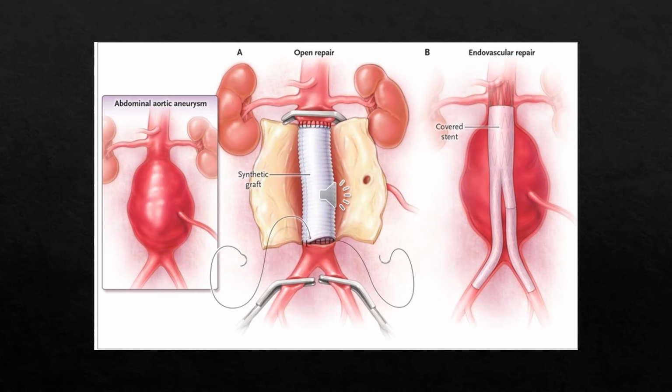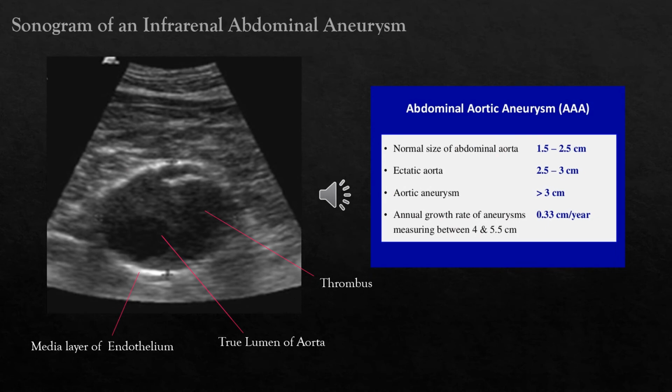Here is a transverse sonogram image of an infrarenal abdominal aortic aneurysm, showing the full diameter of it around 7 centimeters. A thrombus can be found within the same area a lot of the time, like you see in this image here. A normal abdominal aortic diameter is around 1.5 to 2.5 centimeters, and when it starts to measure over 3 centimeters, it can be considered an aneurysm. So according to the chart shown here, the diameter is almost 3 to 4 times its normal size.